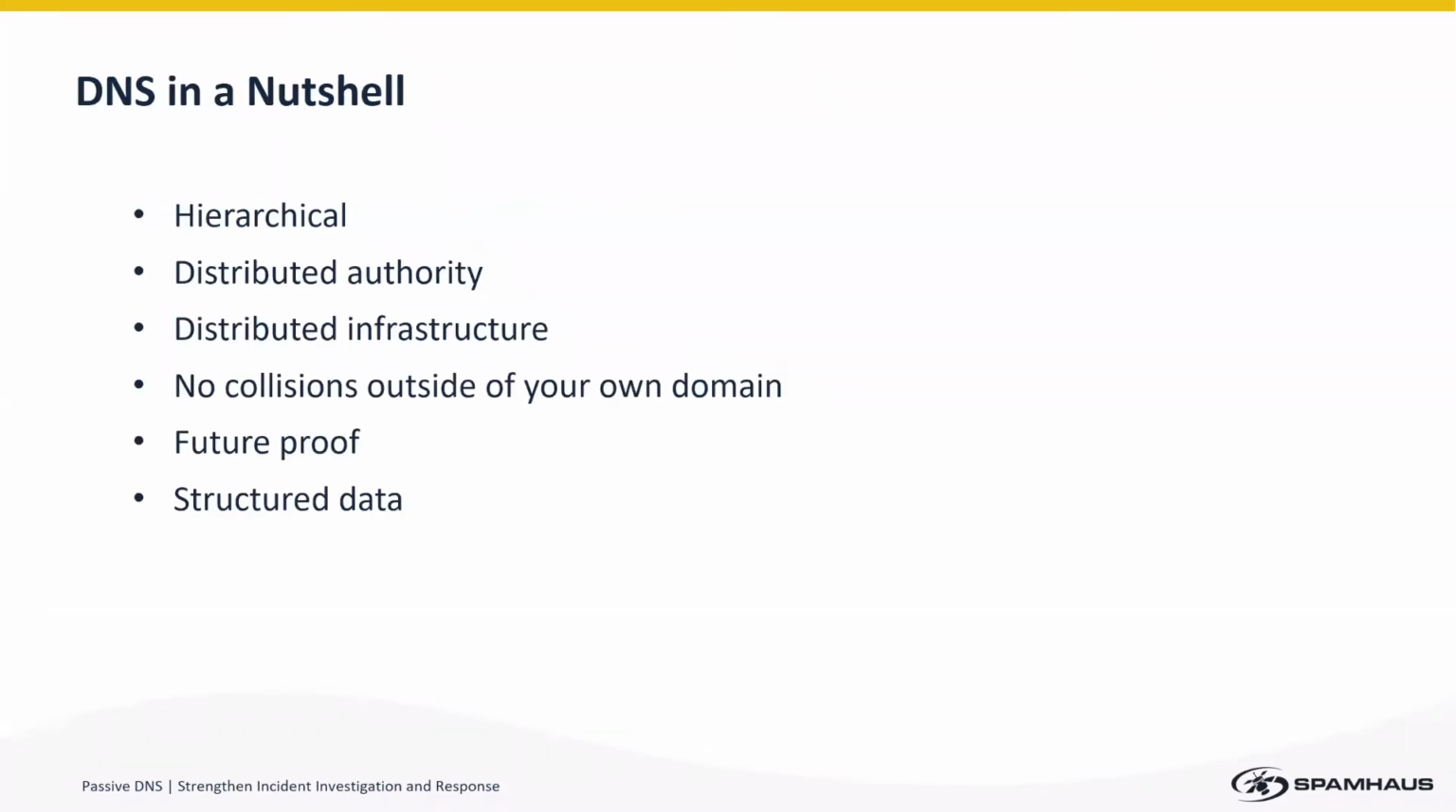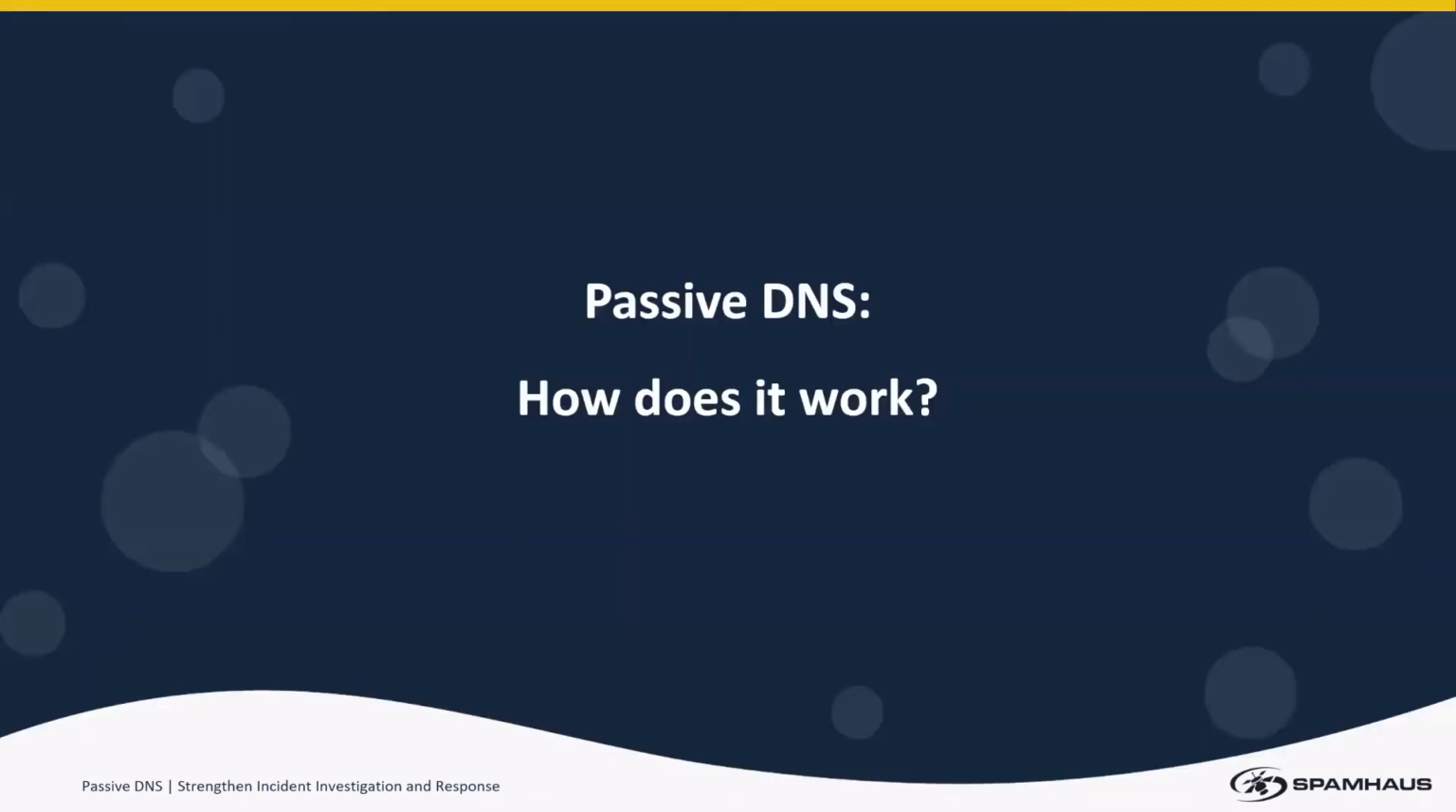So, having said that, in a nutshell, that was the introduction to DNS. DNS has hierarchy and distributed authority. There's distributed infrastructure operated by all different parties. You can have no collisions outside of your own domain. The system turned out to be incredibly future-proof and very important to our next step, passive DNS. All the data in DNS is basically structured. Just the type of record informs you about what kind of results to expect. So, having said that, let's go on to passive DNS.